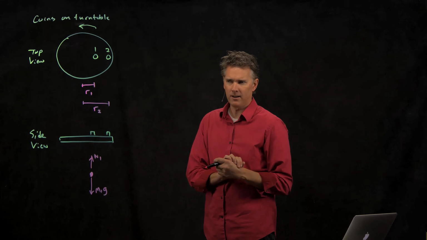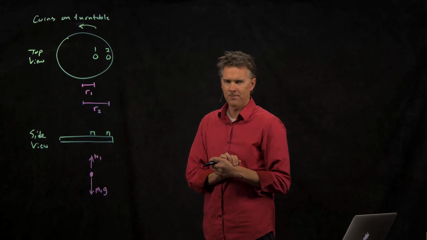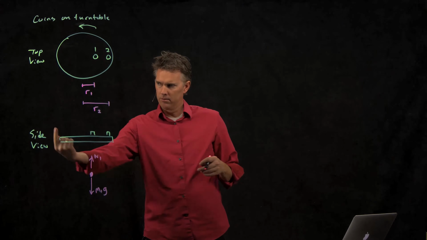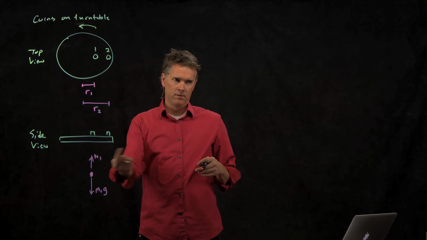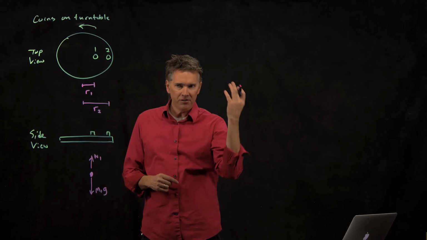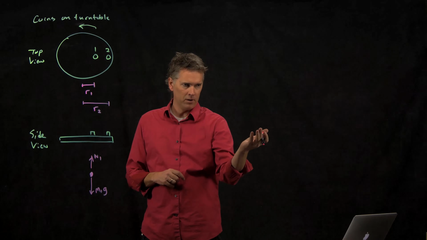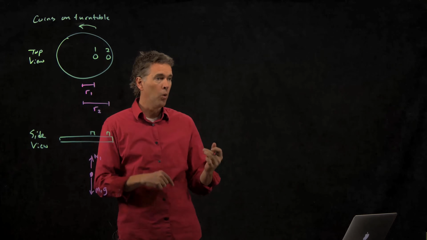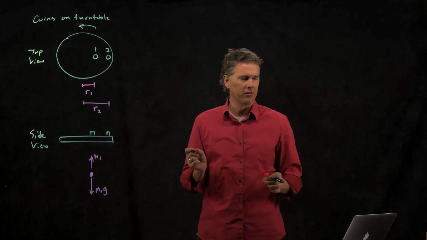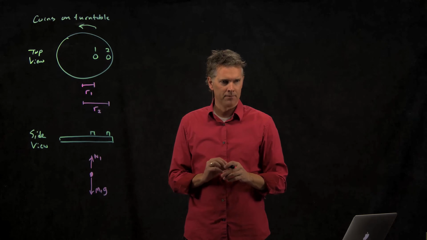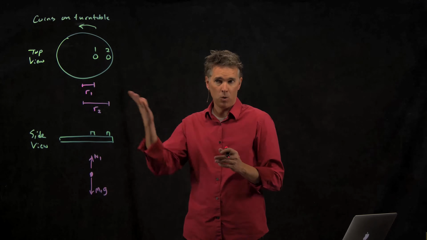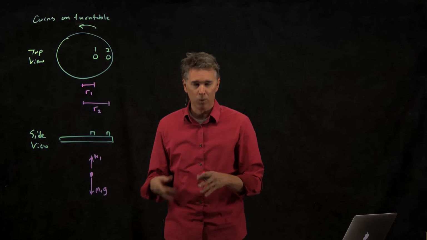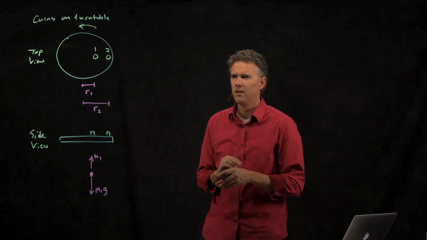Any other forces acting on it? Remember, in this side view, it's going around like this. So there's got to be some centripetal force that's keeping it moving in that circle. You're exactly right. What is that centripetal force in this case? What's keeping the coin on the turntable? In other words, if this force was gone, it wouldn't stay on the turntable anymore.